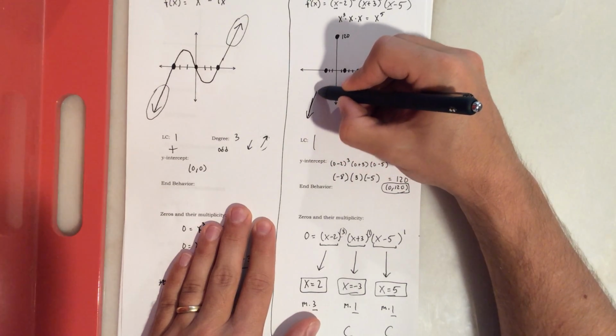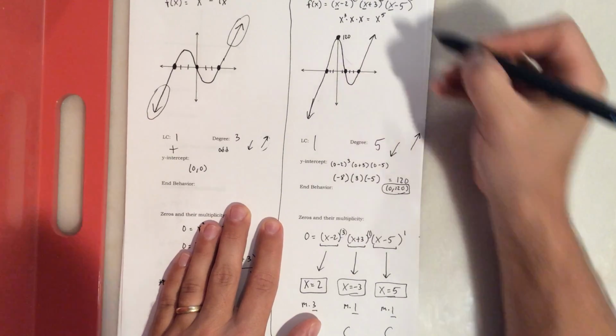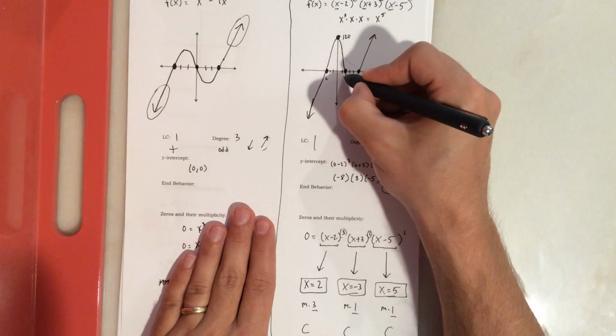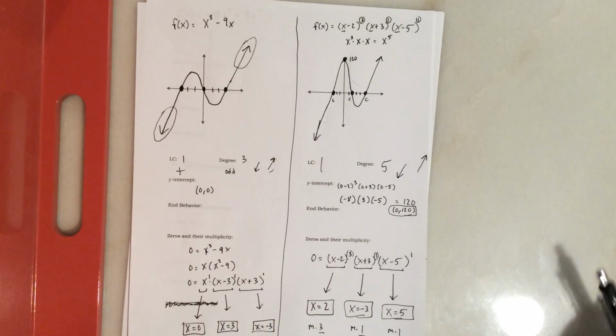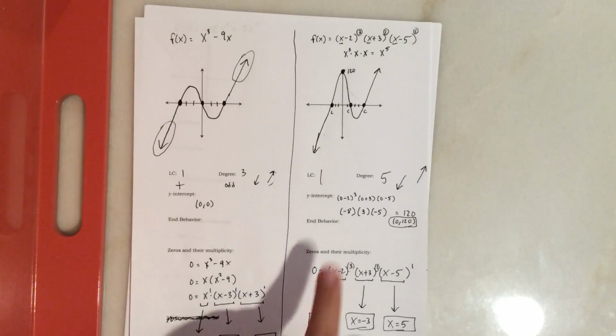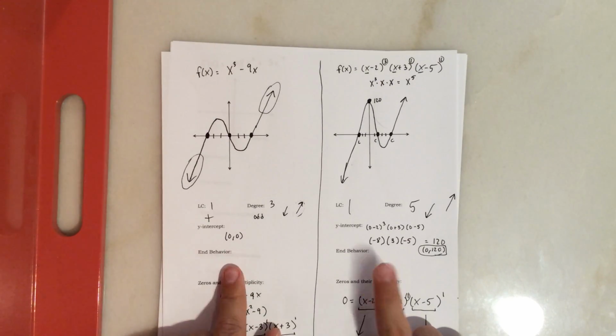And that's all we need to have a nice sketch. Remember, it crossed through each of these points. Very nice. So again, I'll let you practice writing the end behavior. Hopefully you agree that the end behaviors for both of these are the same.